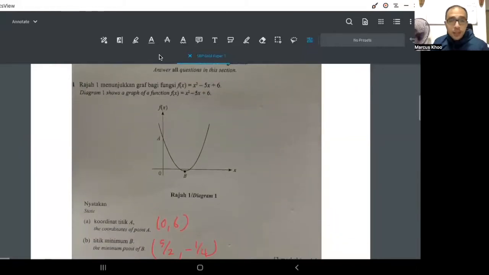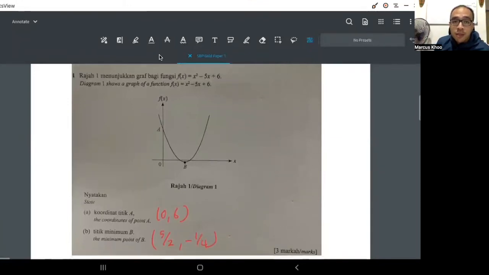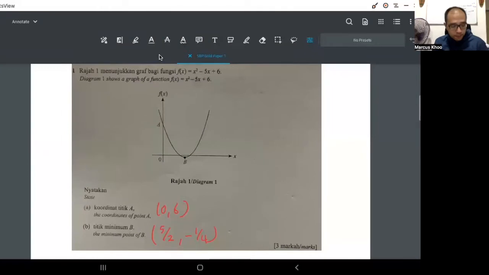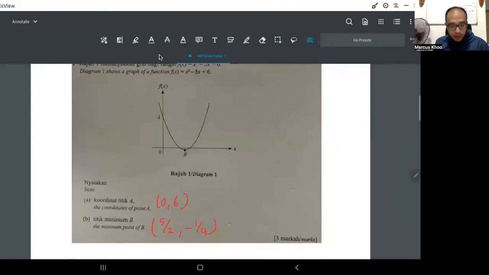Question number 1. Diagram 1 shows a graph of function f(x) equals x squared minus 5x plus 6. First of all, state the coordinates of A. The important thing you need to remember is that over here, the value of x equals 0. So you substitute x equals 0, you get the answer 6. So this coordinate is (0, 6).